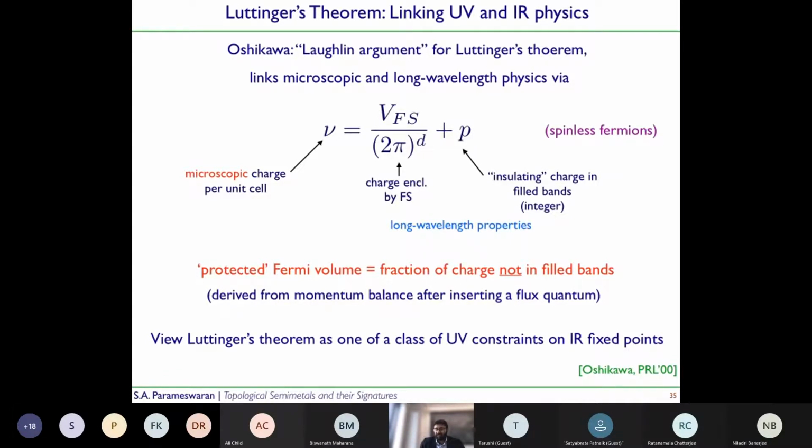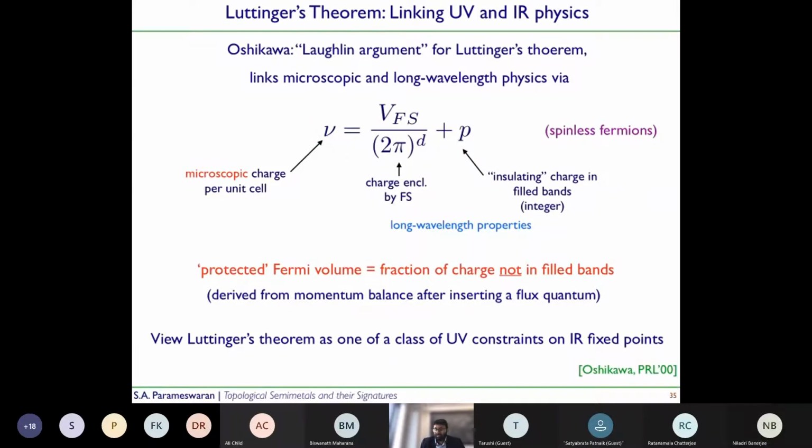But basically, Luttinger's theorem is really telling you that a piece of physics that's microscopic is influencing a piece of physics that's macroscopic in the infrared, in the long wavelength physics. So let me write Luttinger's theorem in a kind of suggestive way. Let me take a crystal that has translational symmetry, so I can define a unit cell, and that has some conserved charge, like electrical charge. Then there's a microscopic charge that I can associate with each unit cell, right? So there's a microscopic charge in each unit cell.